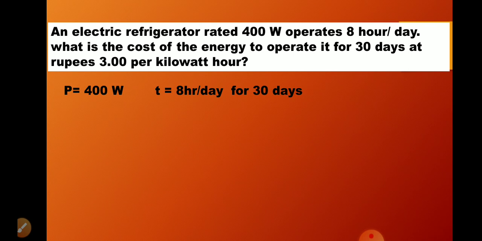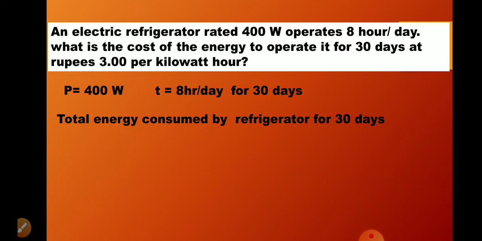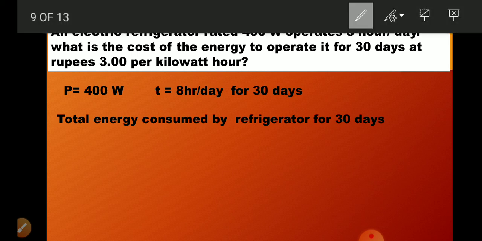Daily it is 8 hours that the refrigerator is consuming the energy. So we have to calculate the total energy consumed by the refrigerator for 30 days, because to find the cost, first we have to know how much energy is consumed for 30 days. So total energy is power P into time T.